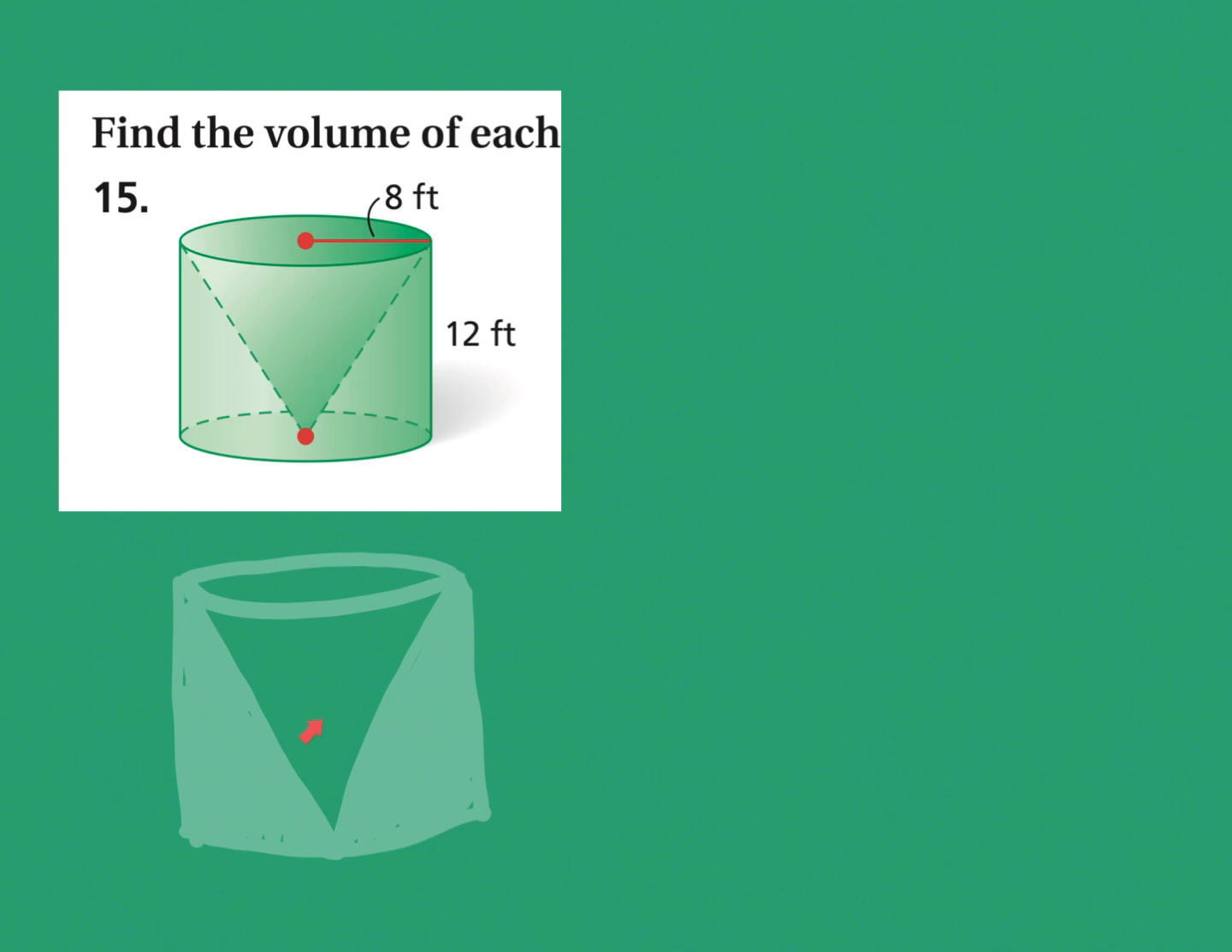So in other words, we want the entire cylinder minus the cone. That will give us what's left, which is this composite. Volume of the entire cylinder, and then we'll cut out and throw away the volume of the cone. That will leave us the volume of this composite, which is sort of like a bird bath.